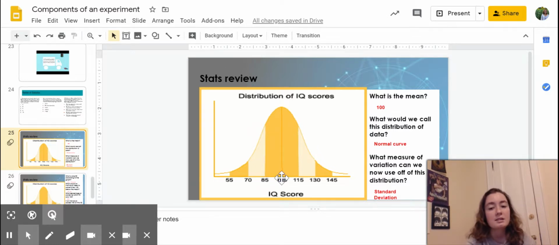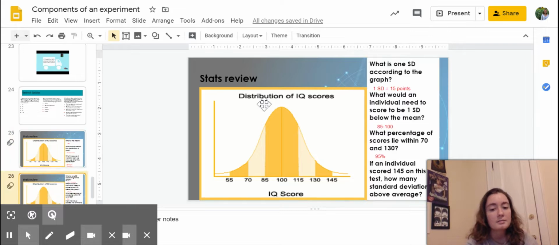We know the mean here is 100 for IQ scores in the middle. And then this is the normal curve. And what measure of variation can we now use off this distribution? This is standard deviation when you're looking at this bell curve type thing here. We know the mean is 100.